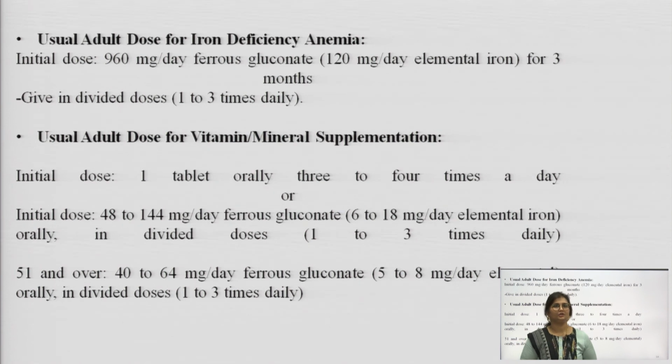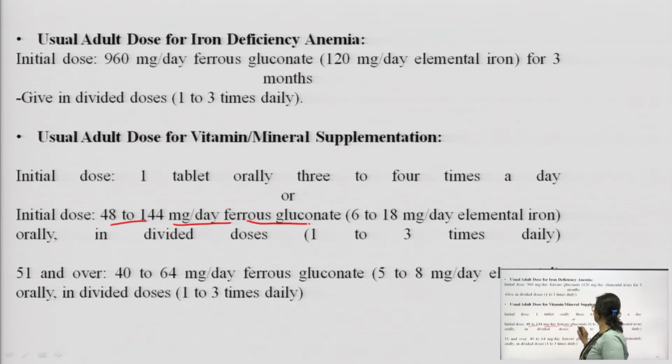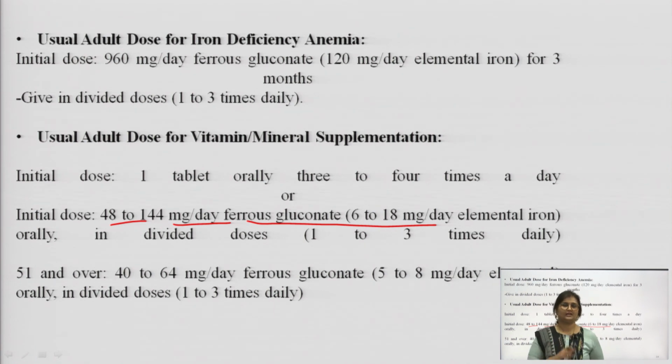The usual adult dose for iron deficiency anemia is: the initial dose is 960 mg per day of ferrous gluconate, which provides 120 mg per day of elemental iron, for 3 months. It's given in divided doses 1 to 3 times per day. The usual adult dose for vitamin and mineral supplementation is initially 1 tablet orally 3 to 4 times a day, that is 48 to 144 mg per day of ferrous gluconate, which contains 6 to 18 mg per day of elemental iron.